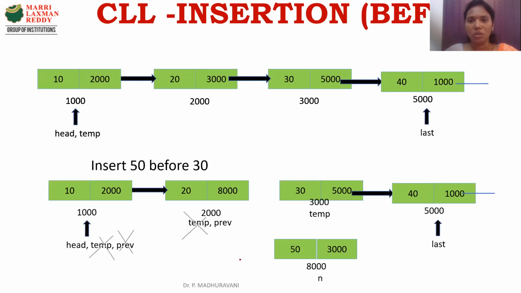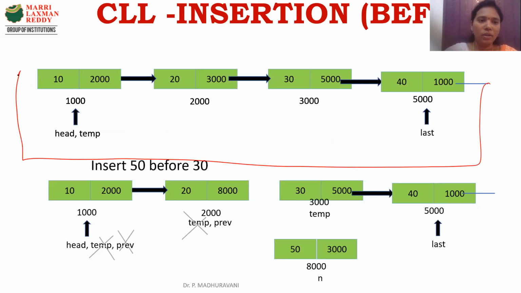Now see the insertion before the given element. Here, this is a circularly linked list of 4 nodes. We are trying to insert a data value 50 after 30. Not after 30, before 30, you want to insert the new element, a new node with the data value 50. Now allocate memory for the node structure as usual, insert the data value 50, and make the next part null initially.